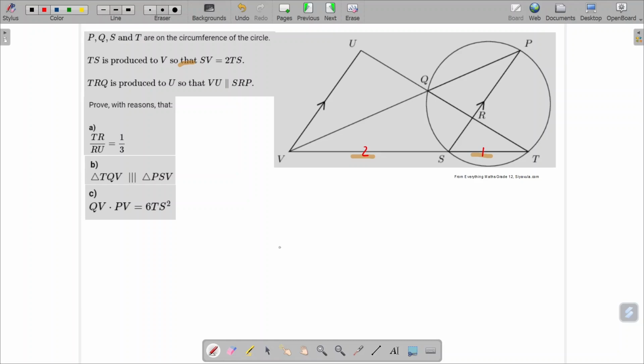And I'm told that TRQ is produced to U such that VU is parallel to SRP. So I can see that these two are parallel. And again, reminding you that that makes me want to think not so much of corresponding, co-interior and alternate angles, but now that sides are going to be in proportion. It's not to forget the grade 8 stuff. It's to say that I now need to also have a higher thought in mind, and that is that the sides are going to be in proportion. Okay, question A.